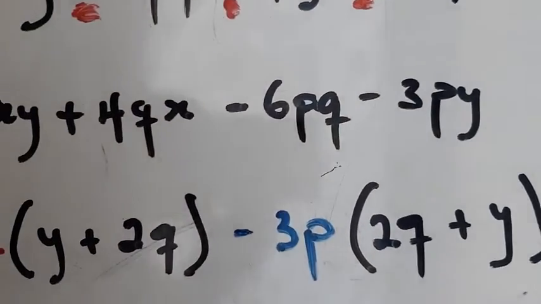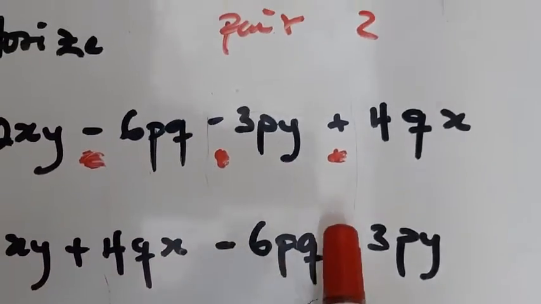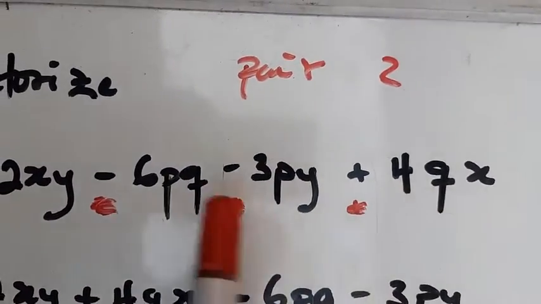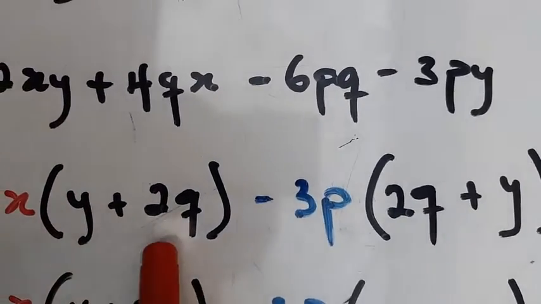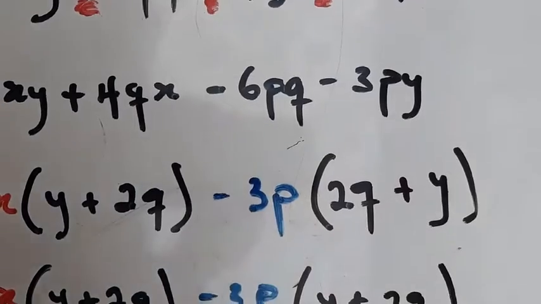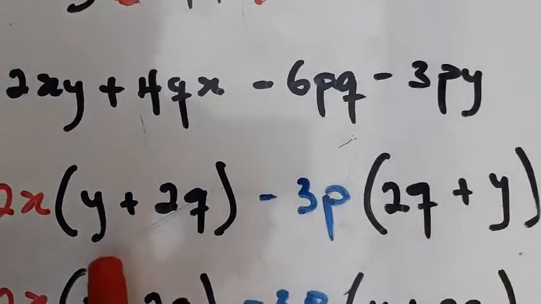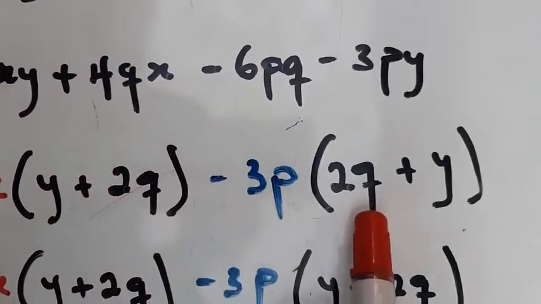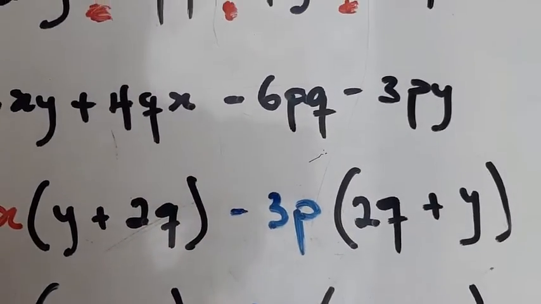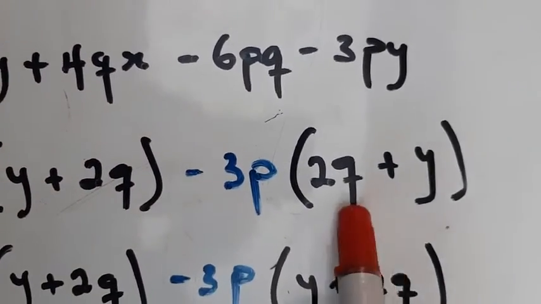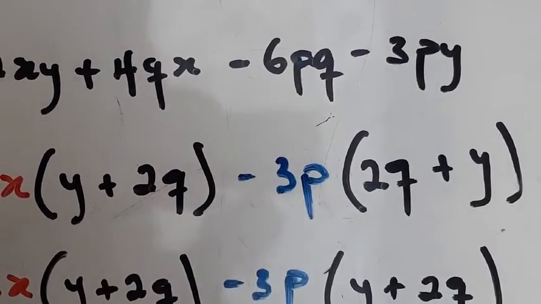Remember, I said at the beginning of this video that in factorization, once you factor out with four terms like this, two of the brackets have to be the same. So this one and this one have to be the same. Here we are having y plus 2q, and then we are having 2q plus y. They are the same because addition is commutative. So let's just rearrange this one to look like this one here.